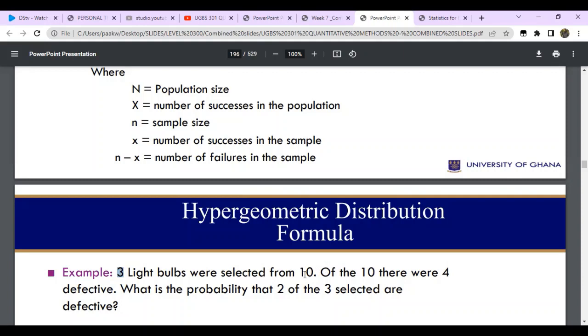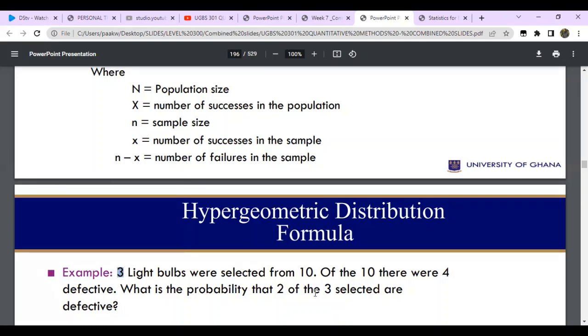So look at something here. The 10 here deals with the population. 4 here deals with the population. 3 here deals with what? The sample, and the 2 here also deals with the sample. So 10 here is big N, 4 here is big X, 3 here is what?